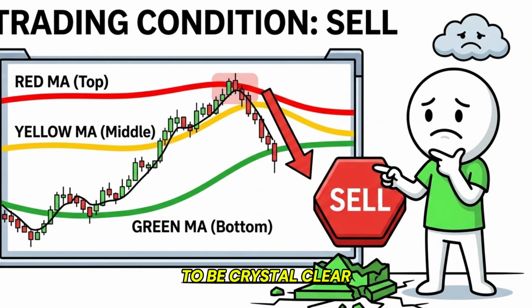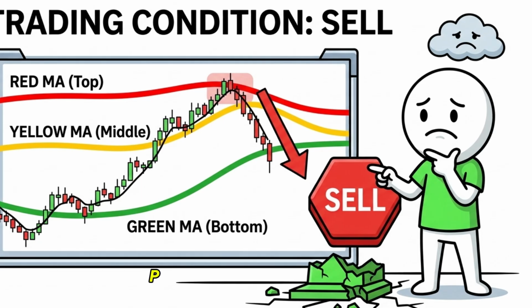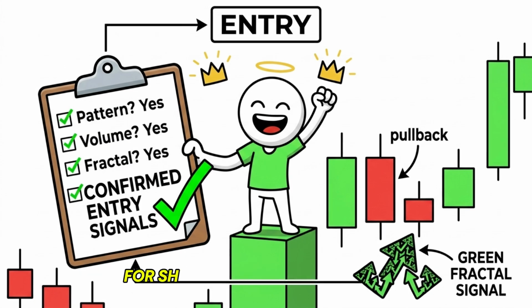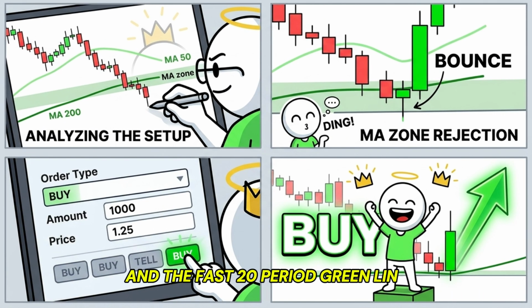To be crystal clear, before I even dream of taking a buy trade, my moving averages must be fanned out in perfect, pristine stacked alignment. Green on top, yellow in the middle, red on the bottom. Naturally, the script completely flips when I am looking to orchestrate a short trade. For shorts, I need to see the slow 100 period red line acting as the absolute ceiling on top, the 50 period yellow line holding down the center, and the fast 20 period green line trailing at the very bottom of the stack.